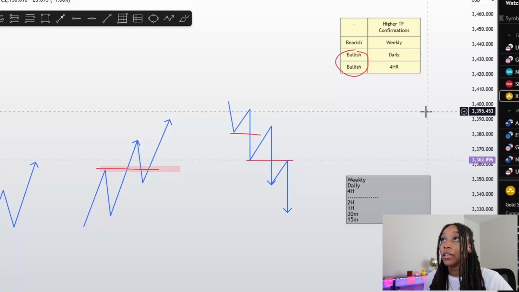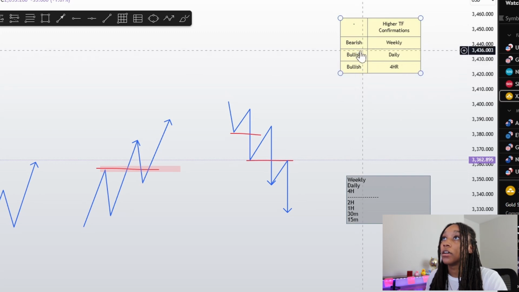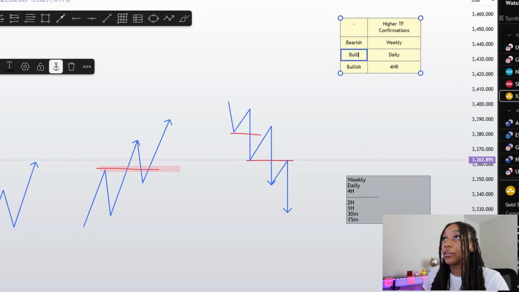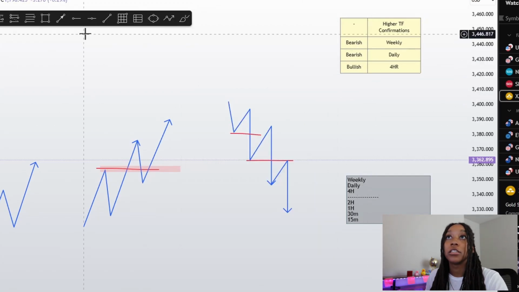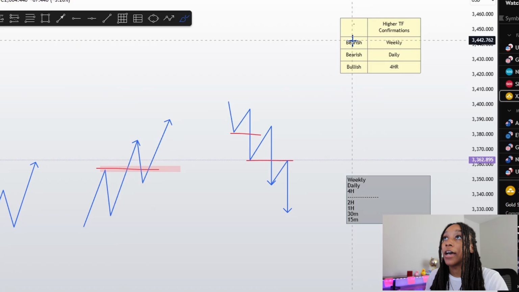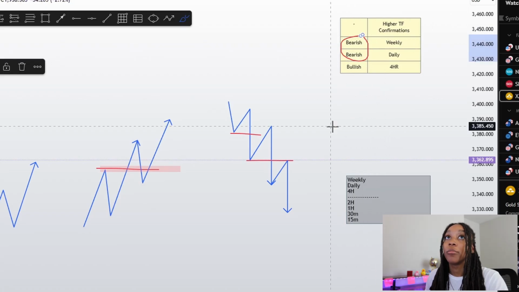Because I have 2 consecutive time frames telling me that it's bullish, personally, I'm looking for buys. Same thing if, let's say, my daily is bearish and my 4 hour is bearish. Since I have 2 consecutive time frames telling me that it's bearish, personally, I'm looking for sells.